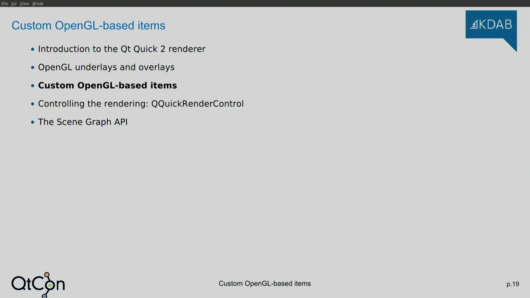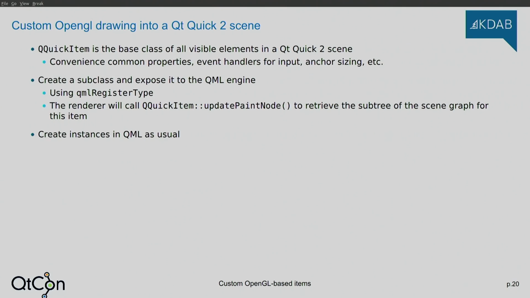The problem with the previous approach is that, yes, I can have OpenGL, but that will basically fill my entire scene. It will be a total underlay or a total overlay. How can I have OpenGL basically as a peer item amongst other items? Of course, that approach doesn't work anymore. I need to go a step further, and this step further basically means dealing with the C++ API that QtQuick 2 offers us.